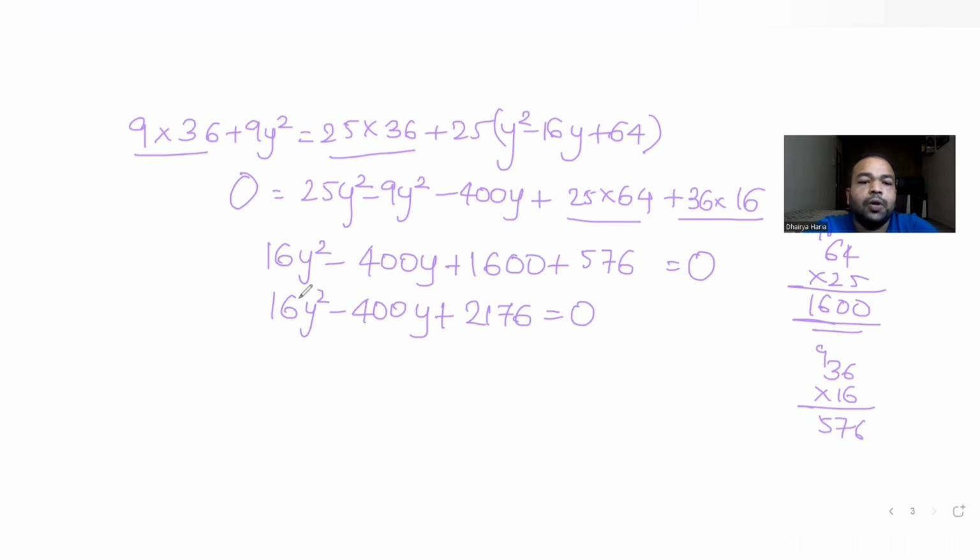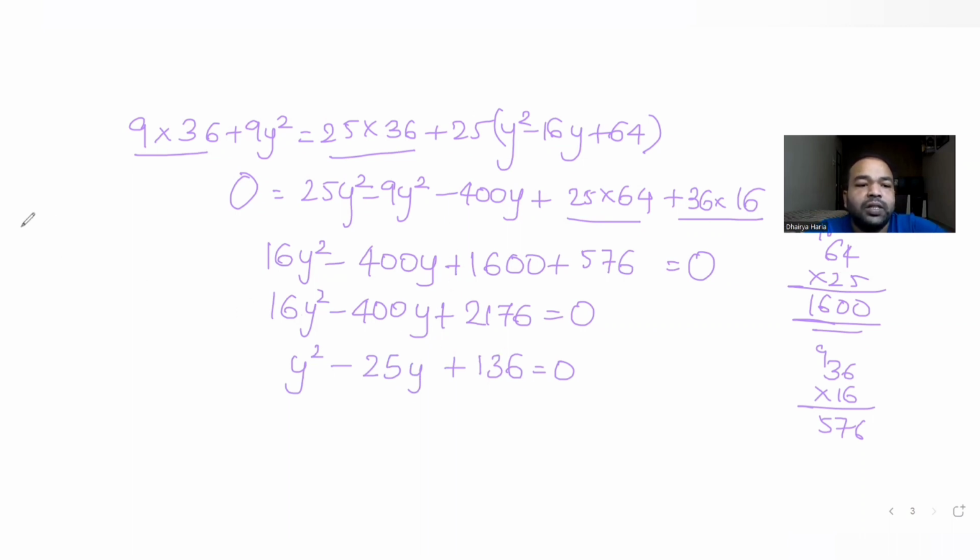Now let's see if I can divide this by 16. 16 ones are 16, 57, 16 threes are 48, so 96. And we have here 96, 16 sixes are 96. So if I divide throughout my quadratic equation by 16, it's divisible. So let's divide it. 16 twos are 32, 16 fives are 80. So you get y square minus 25y plus 136.